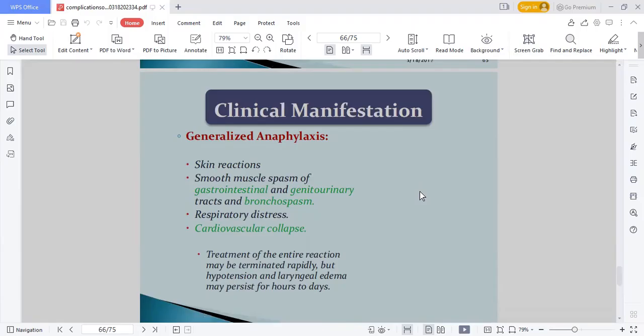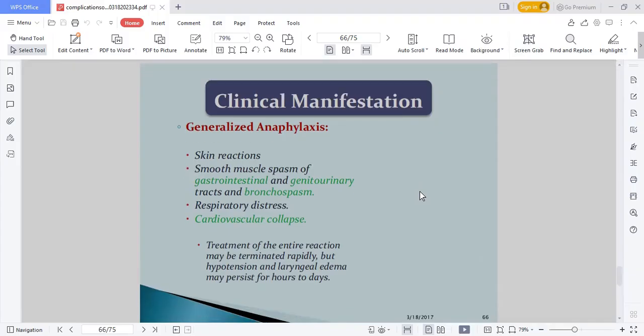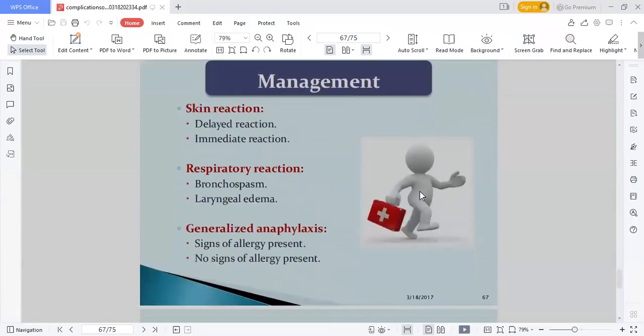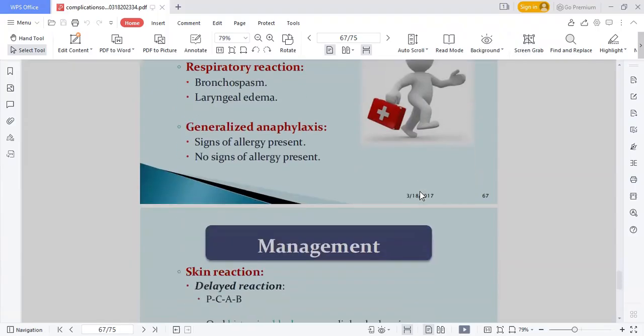occur. Treatment of reactions may terminate rapidly, but hypotension and laryngeal edema may persist for hours to days. For the other conditions, the treatment can be terminated rapidly, but for hypotension and laryngeal edema, the treatment has to be continued for hours to days. Skin reaction: delayed or immediate. Respiratory reactions: bronchospasm or laryngeal edema. Anaphylaxis: sign of allergy present or no sign of allergy present. These conditions determine how to manage the patient.